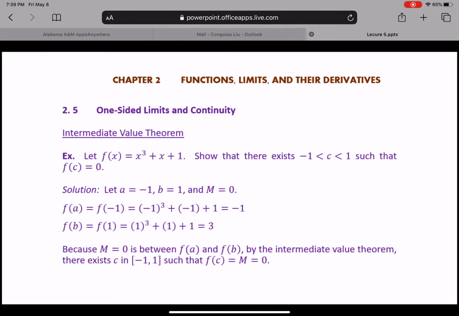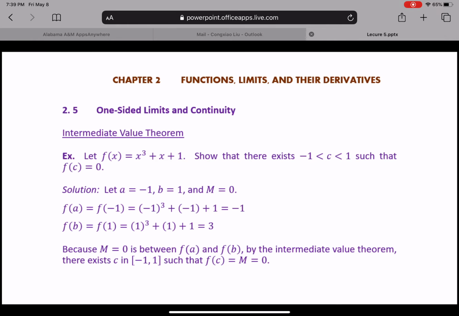Then we evaluate f of a, which is f of -1. So plugging in -1 for x, we get -1 cubed plus -1 plus 1. And you simplify it, you get -1. We can also evaluate f of b, which is f of 1. So that's equal to 1 cubed plus 1 plus 1. That's equal to 3. Okay, so remember m is equal to 0. So that's between -1 and 3. So by the intermediate value theorem, there exists a number c in the interval from -1 to 1 such that f of c equals m equals 0.